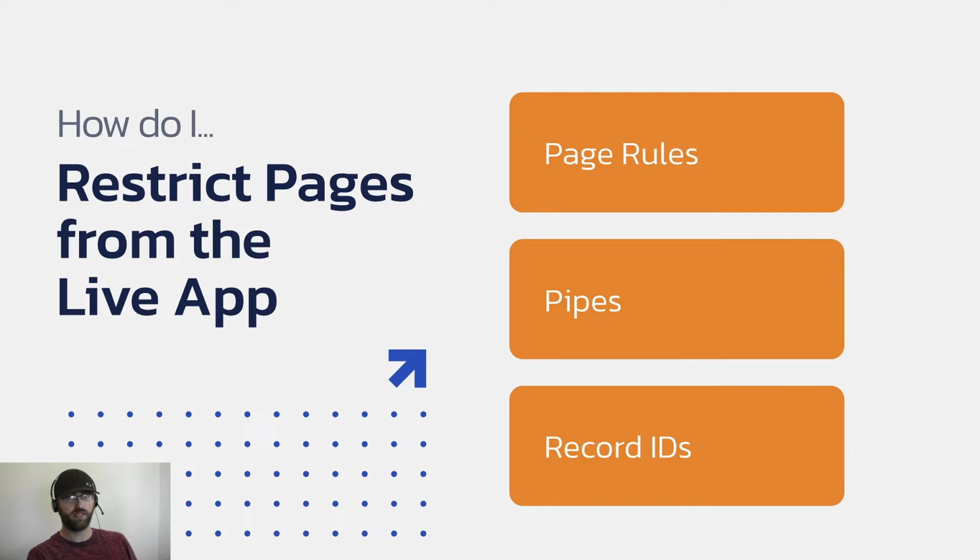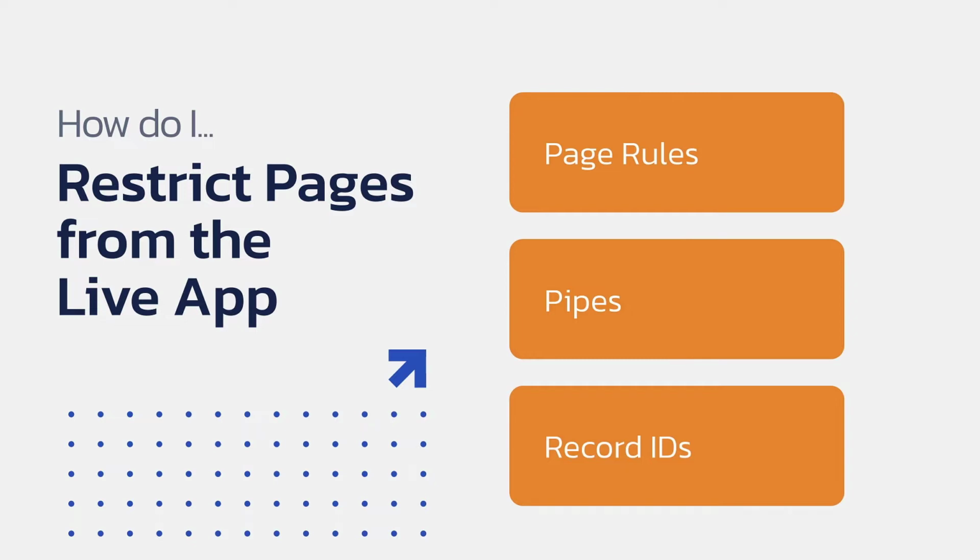Actually, I'm pretty excited about this. The title probably doesn't do it justice: How to restrict pages from the live app. What we're really doing here is building a system in which, from the live application rather than the builder, we can restrict access to pages by page status. That's going to make more sense when we get into the builder. We'll do this using page rules, pipes, and record IDs. I just want to make you familiar with record IDs in this video, so we'll talk about that a little bit.